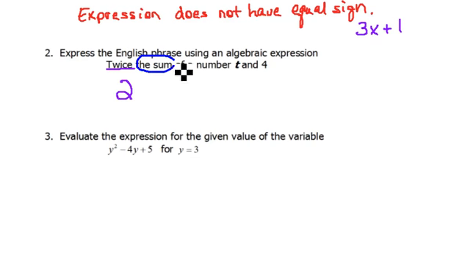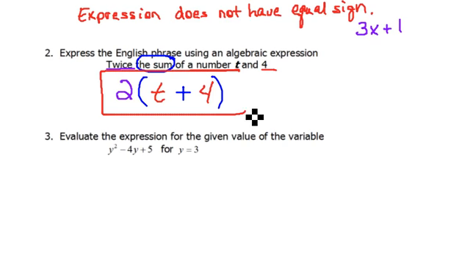A sum. Well, what does the word sum mean? A sum is an addition. So we're multiplying twice an addition. That tells us that we have to use parentheses because we have to add these two things to get the sum, and then we're going to multiply it times 2, or do twice that. Now, what things are we summing up? A number t and 4. So this would be the number t and the number 4. So this is what twice the sum of a number t and 4 looks like.